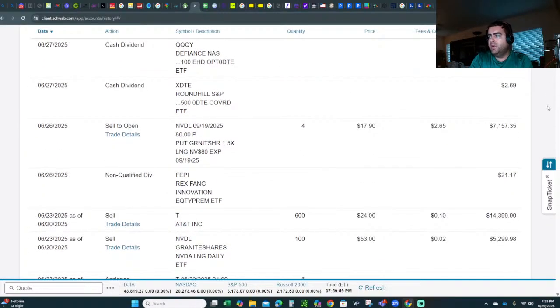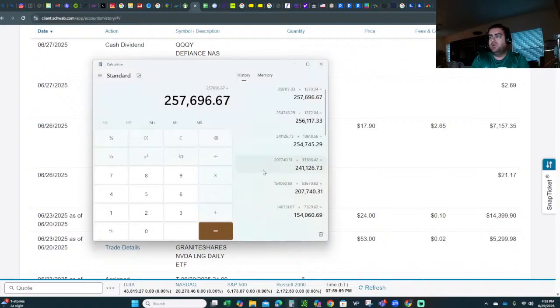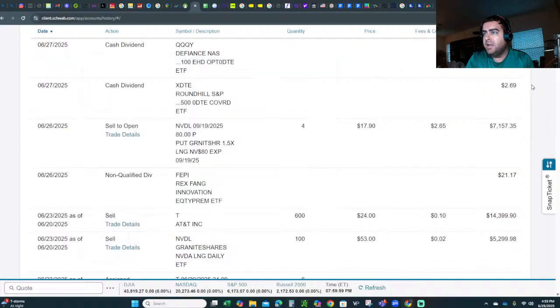Then on the 26th, I also did another because I got called on my AT&T, so it gave me some leverage in the Roth. So I did another 71.57 in premium for NVDL over here. And I'm telling you folks, the more money you get, it makes this a lot easier to do. It's like money begets money. One day I'll probably be doing this for like $1 million. Who knows? Then I might actually buy a better car than a Honda Civic.